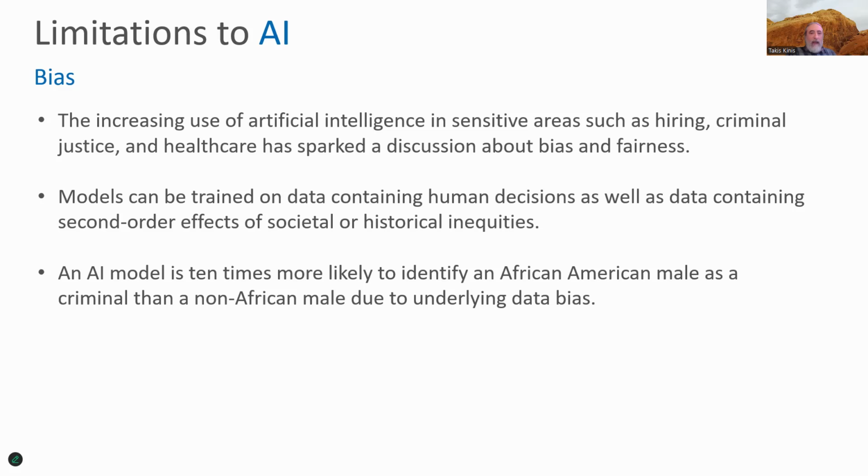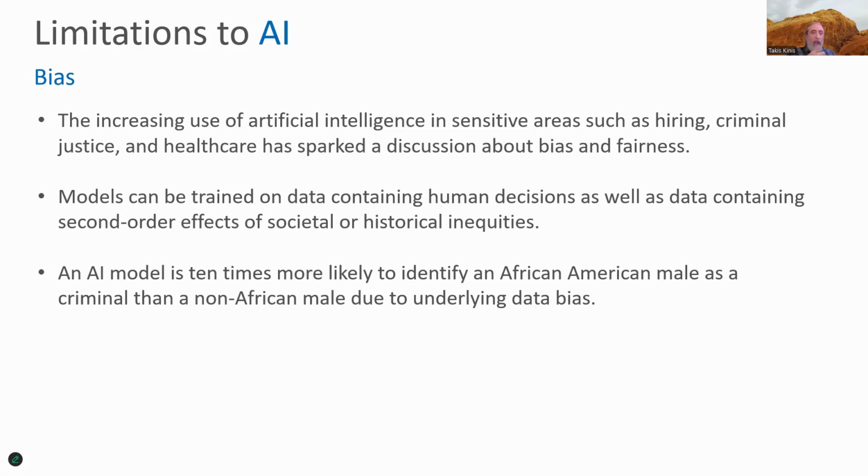I think this is kind of interesting. Models can be trained on data containing human decisions as well as data containing second order effects of societal historical inequities. So, in other words, we can train it based on what we're doing as opposed to what has happened.